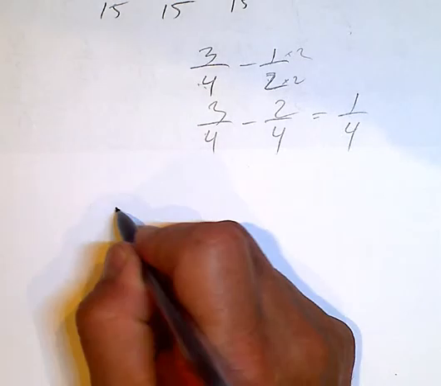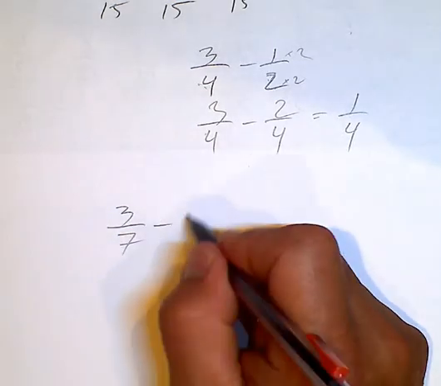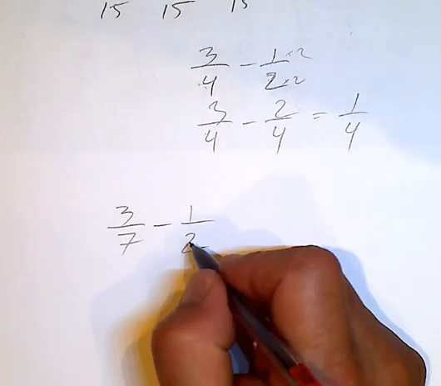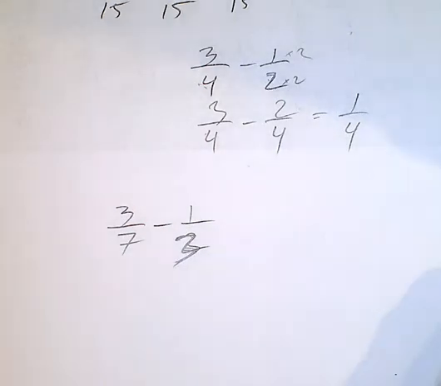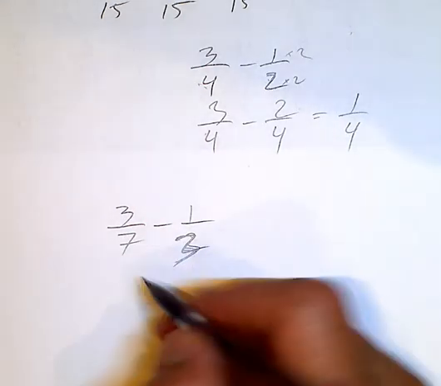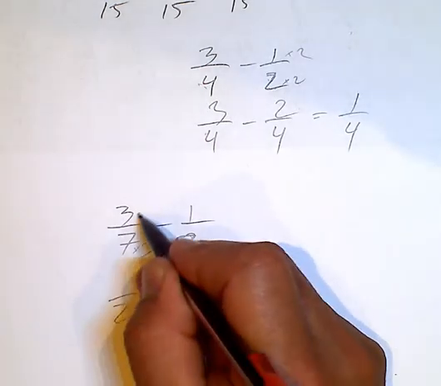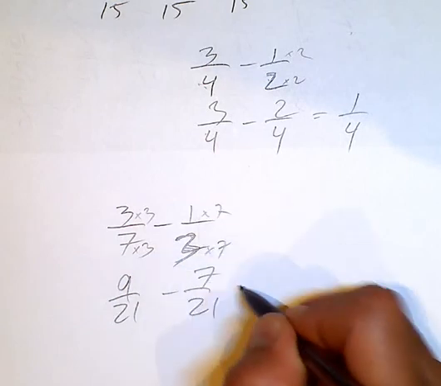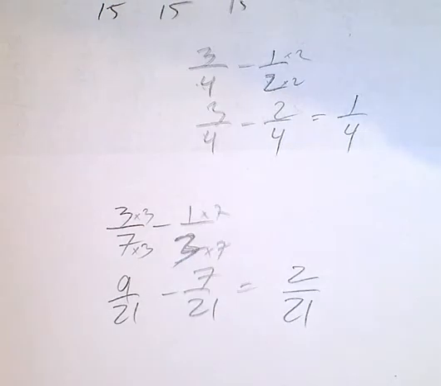How about if we try another one? Let's see. 3/7 minus 1/2. No, that won't work. How about 1/3? That's a tricky one. Well, you'll see they both go into 21. 7 times 3, 3 times 3, that's 9. 3 times 7, 1 times 7, that's 7. 2 over 21. And again, we'll be able to do the same thing if we have mixed numbers.